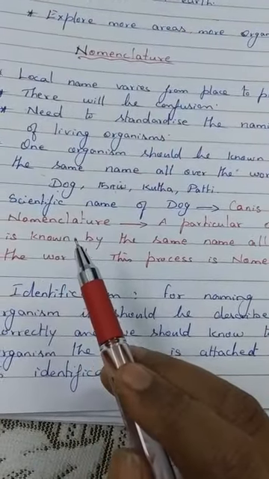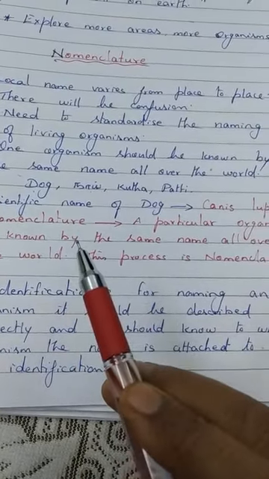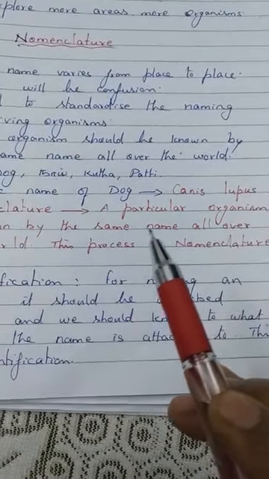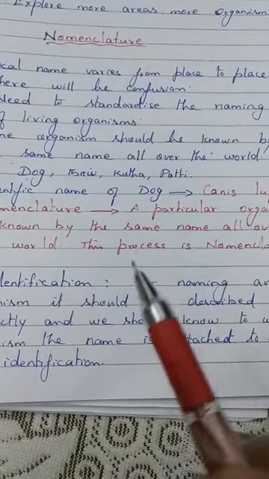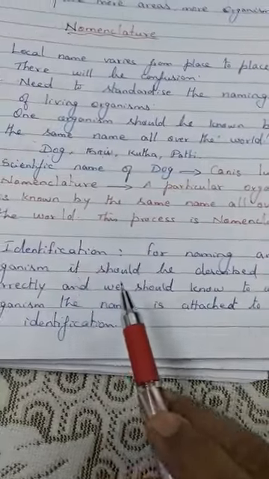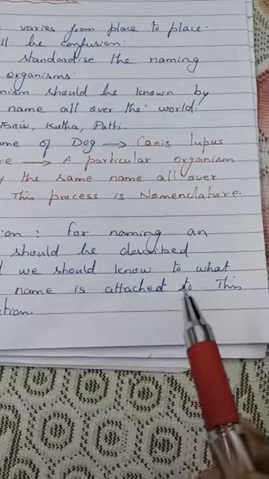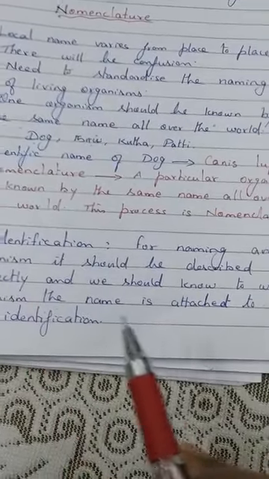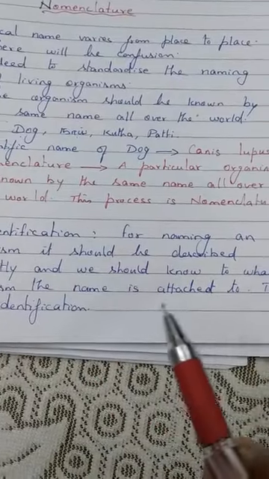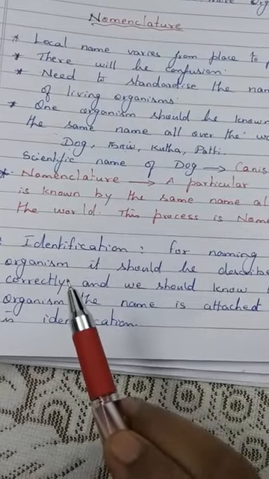If an organism is to be given a name, first we have to identify the organism. So identification is very, very important. The organism should be described correctly and we should know to which organism the name is attached. Identifying an organism and describing it correctly is called identification.